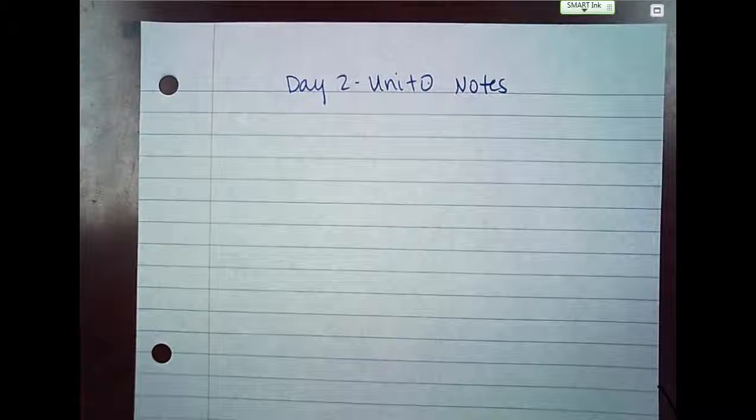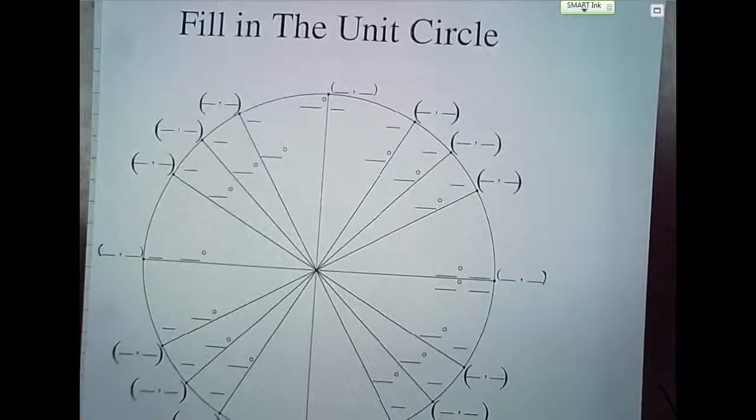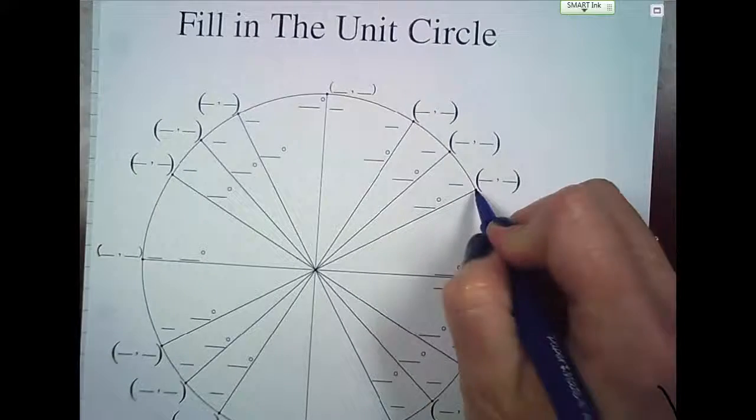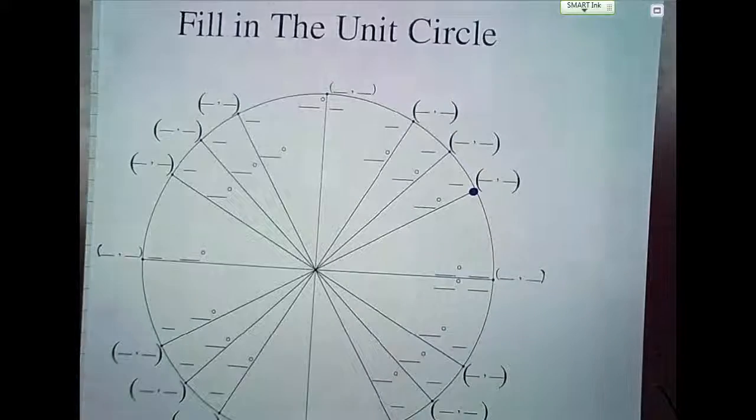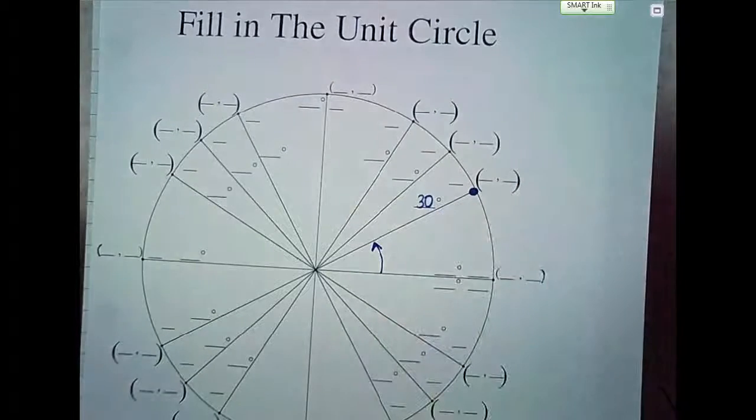And I guess what I want to show you really quickly is let me just talk to you about this for a second. You don't need to write anything, just listen to me. We talked about, for example, if I want to discuss this point right here on the unit circle, I can get to that point and we call it 30 degrees. Agree? Everybody's good with that?